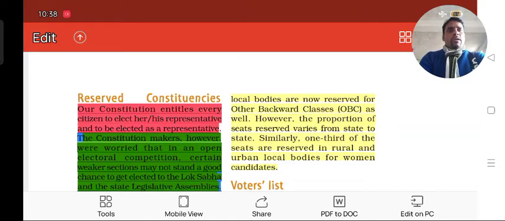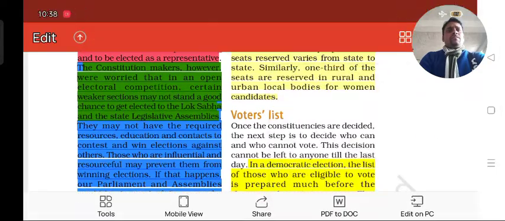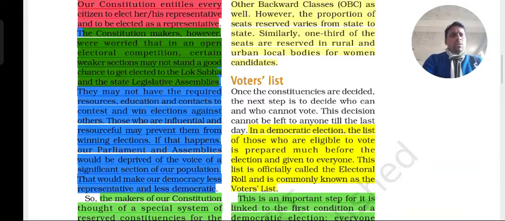Next we will be talking about the voter list. What is this voter list? Who becomes the voter, and how is it made? Who makes this voter list? Let us look at that.